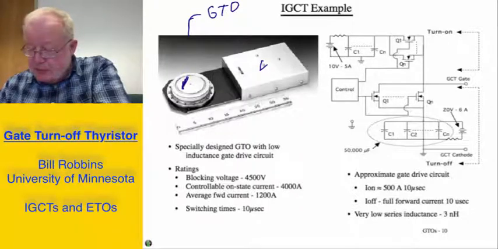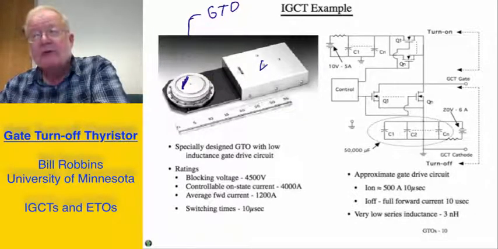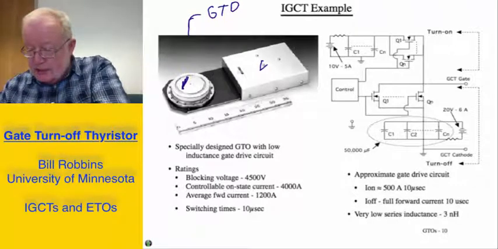The ratings of this particular one that I picked out of the literature is about 4,500 volts blocking, controllable anode current, on-state current of 4,000 amps, and average forward current of 1,200, and switching times of 10 microseconds or less.